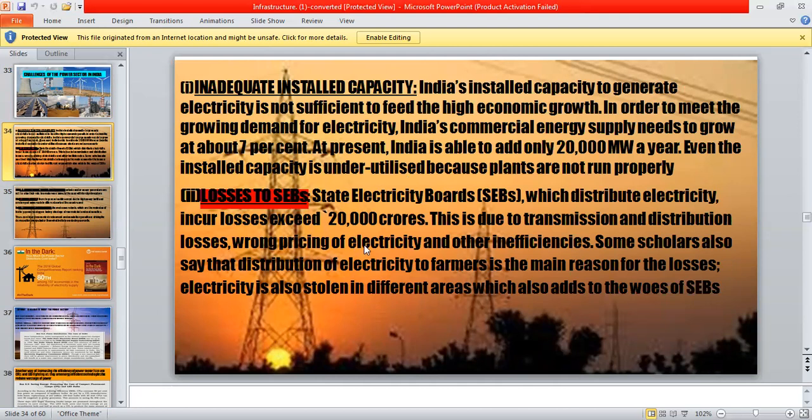Then secondly, the state electricity boards are always running into losses in the distribution of electricity. This is due to transmission and distribution losses, wrong pricing of electricity, and other inefficiencies. The distribution of electricity to farmers is the main reason for the losses because subsidy is given there.